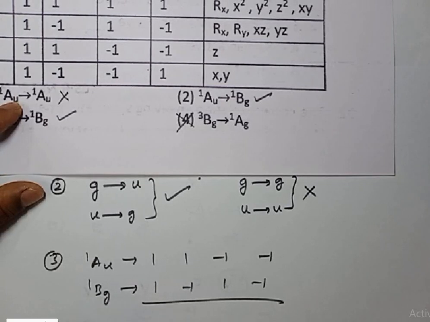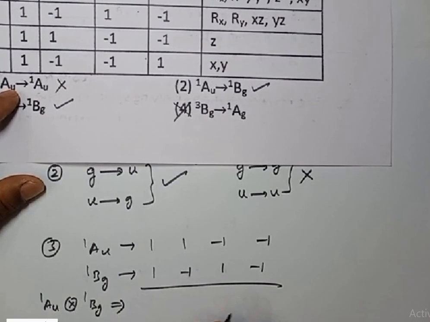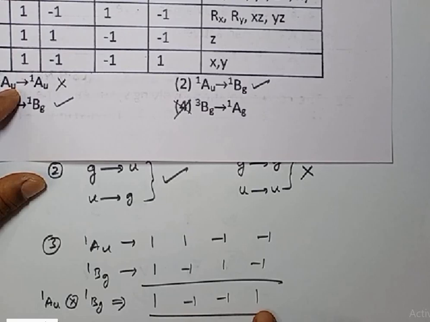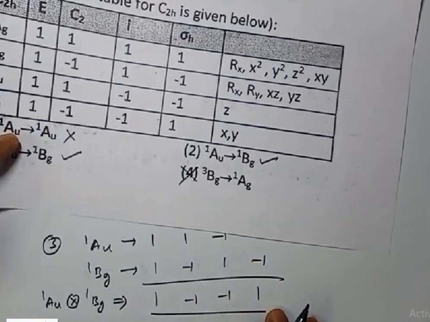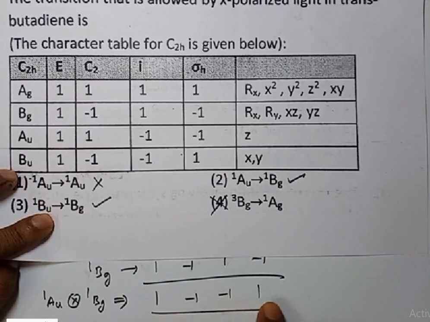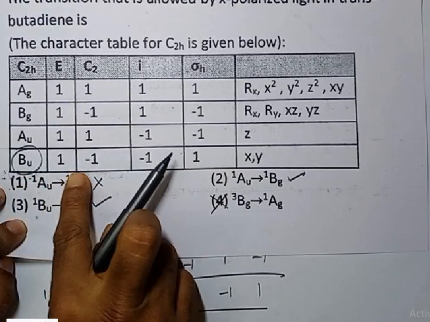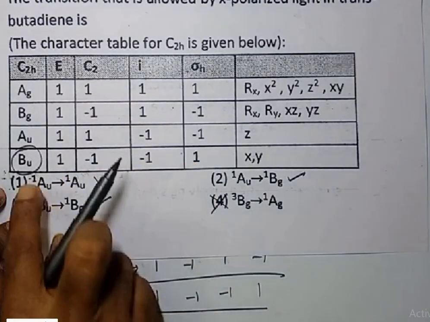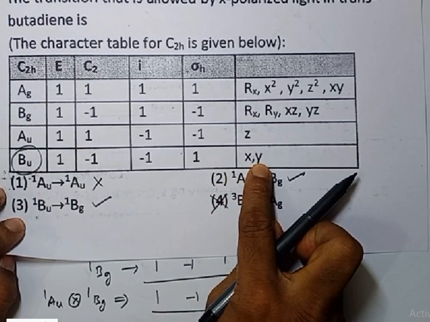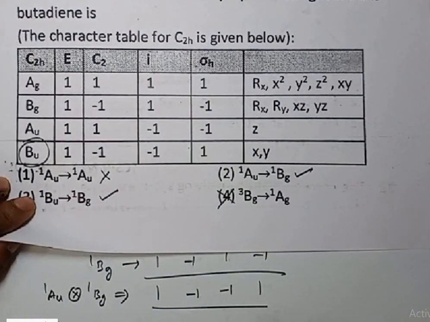Now we should take the direct product, singlet A_u direct product with singlet B_g. So what's the answer? For the direct product, just multiply the characters: 1, minus 1, minus 1, minus 1 times minus 1 becomes plus 1. Now see the characters, analyze with the given character table, and identify which irreducible representation these characters correspond to. 1, minus 1, minus 1, 1 corresponds to B_u. Along B_u, I have X as well as Y. Therefore, observe carefully.